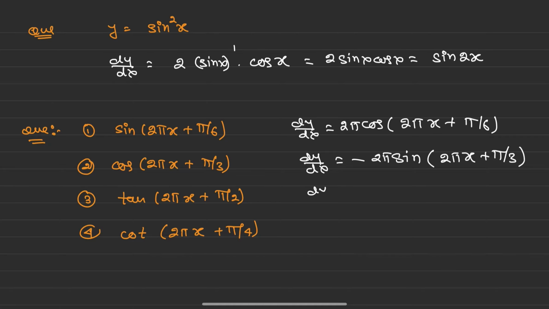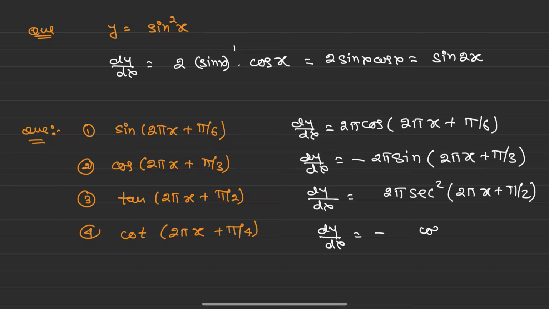Next, this one, let us try to do it. Derivative of tan will become sec square. So this answer will become sec square of (2 pi x plus pi by 2). But inside we have some complex part over here. So this derivative will become 2 pi. We will write 2 pi on the outside. So the answer will become 2 pi into sec square of (2 pi x plus pi by 2). Now the next one. Derivative of cot will become minus cosec square. It will become minus cosec square of (2 pi x plus pi by 4).